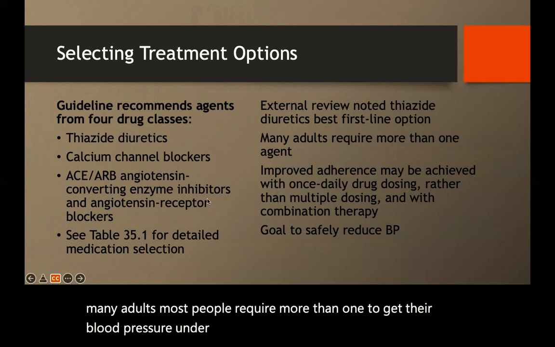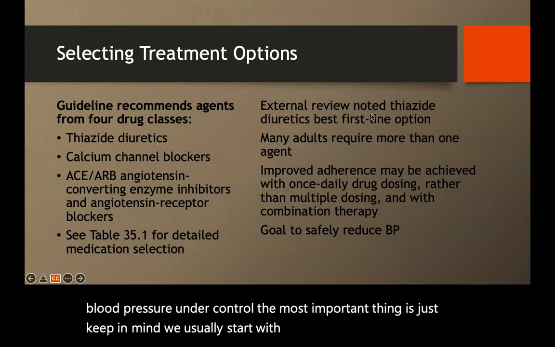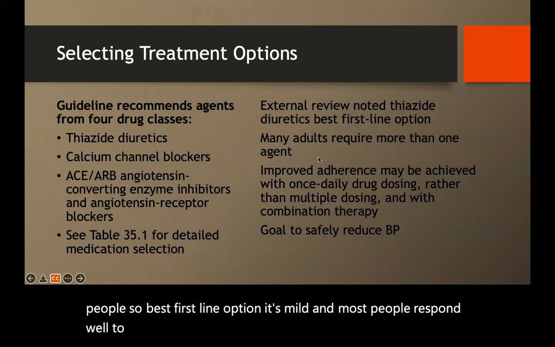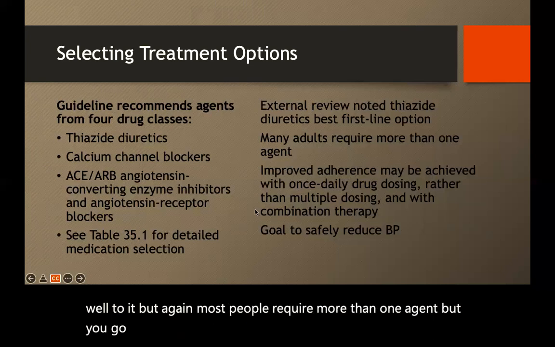The most important thing to keep in mind is we usually start with a thiazide diuretic for most people. It's the best first line option. It's mild and most people respond well to it. But again, most people require more than one agent, but you start slowly and you see how they do.